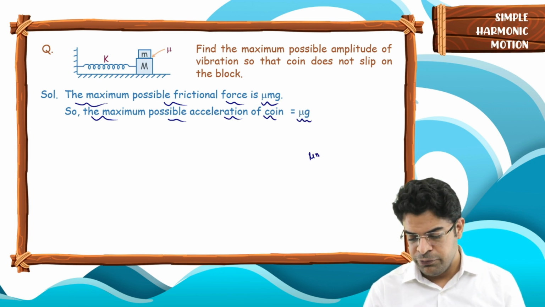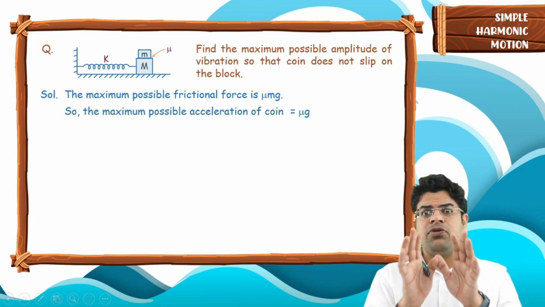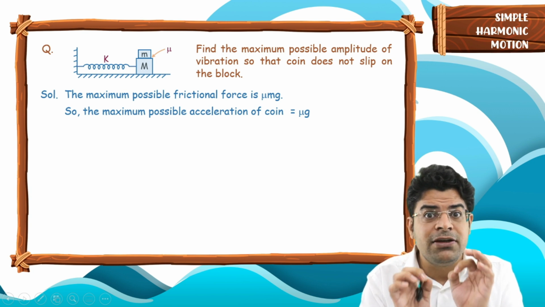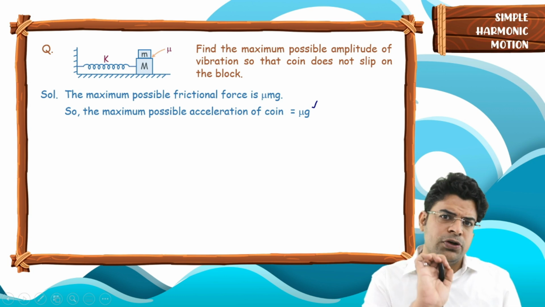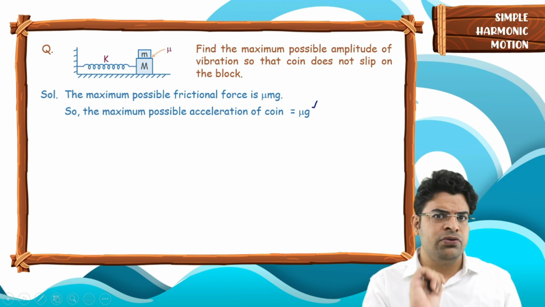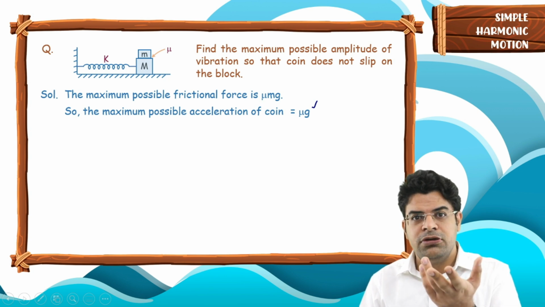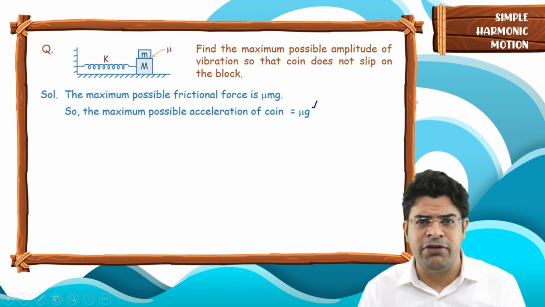Mu mg upon mass of the coin, you get mu g. So if the whole system tries to move in such a way that the maximum possible acceleration is less than mu g, then they can move together, because the maximum possible acceleration that the coin can have is mu g. If the whole system tries to move with an acceleration greater than mu g, then the coin can't have acceleration greater than mu g because friction is the one driving it.